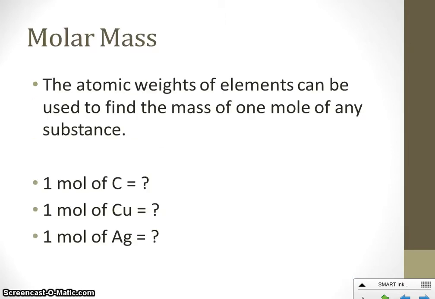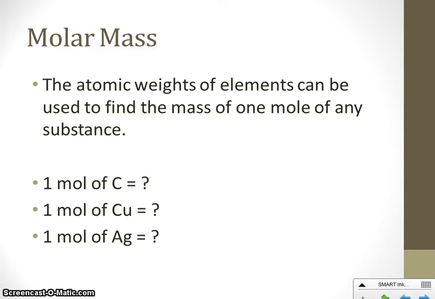Okay? Now, with this idea of a mole, we can find out if we have a mole of a certain element, how much is that going to weigh? So we know that if we have 1 mole of carbon, that is 6.02 times 10 to the 23rd atoms of carbon. But how much will that many atoms of carbon weigh? Well, there is a nice shortcut for this, and that is that the atomic weight of each element is actually the molar mass.